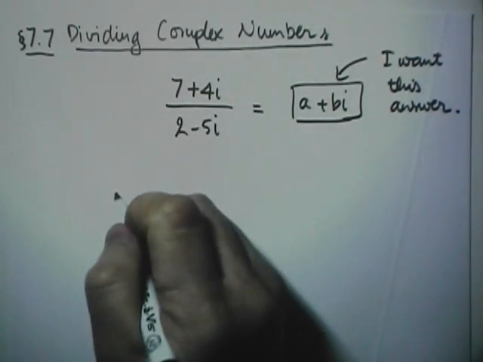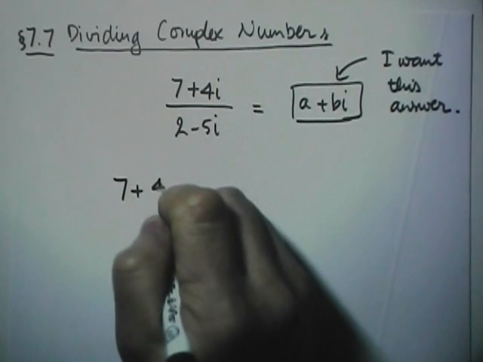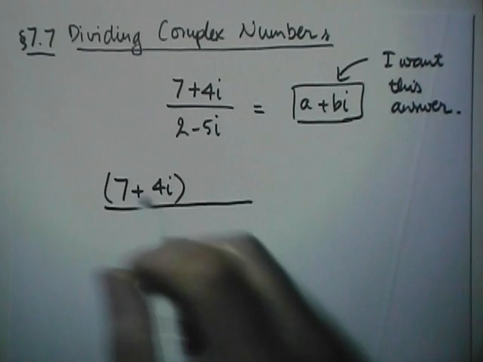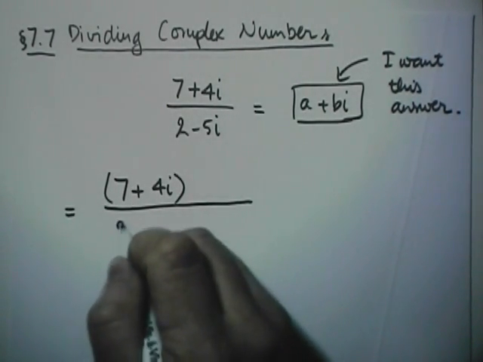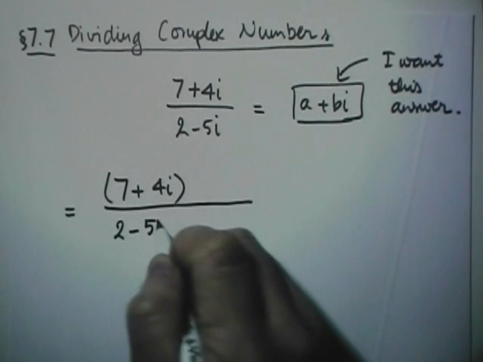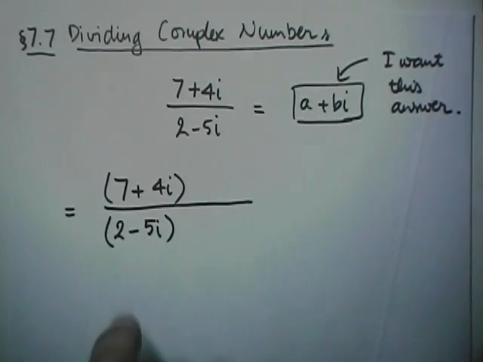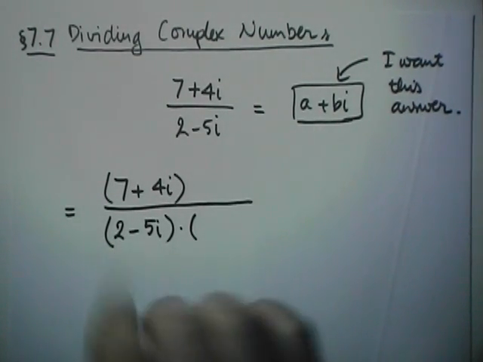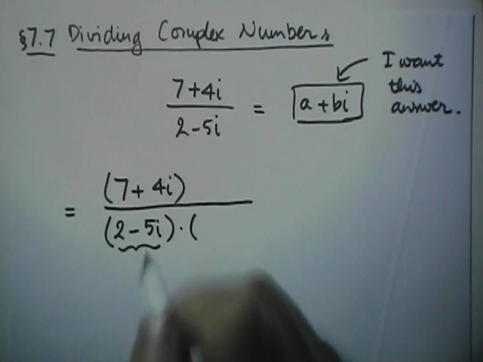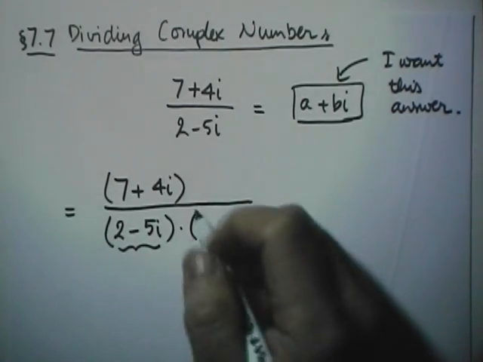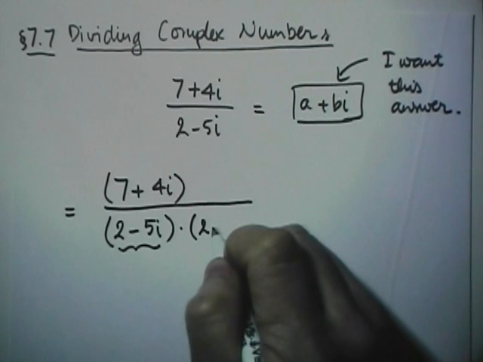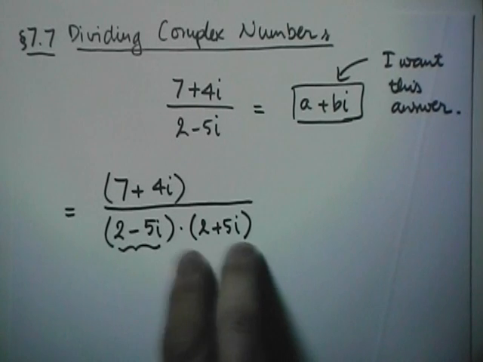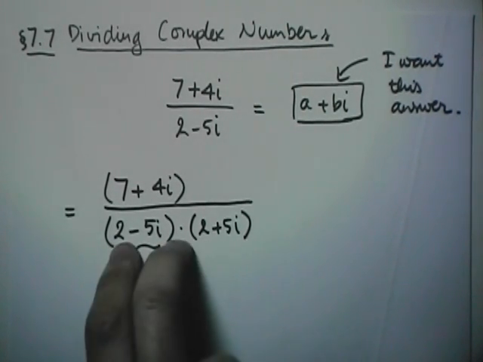But then, to perform the division here, for the top, for now I would keep that the same way it is. But at the bottom, the denominator is 2 minus 5i. What I need to do to the denominator is multiply by the complex conjugate of the denominator. The complex conjugate of 2 minus 5i is 2 plus 5i. So I'm going to multiply that to the denominator.